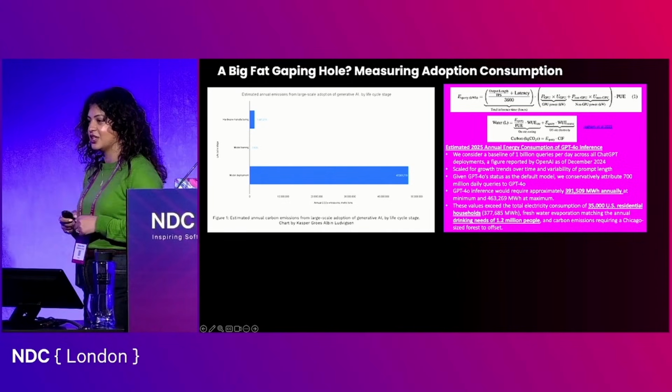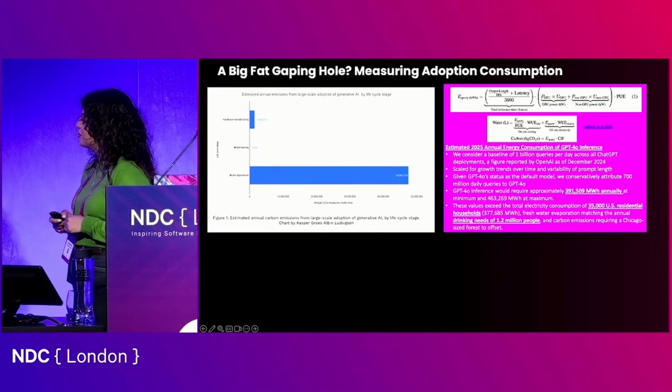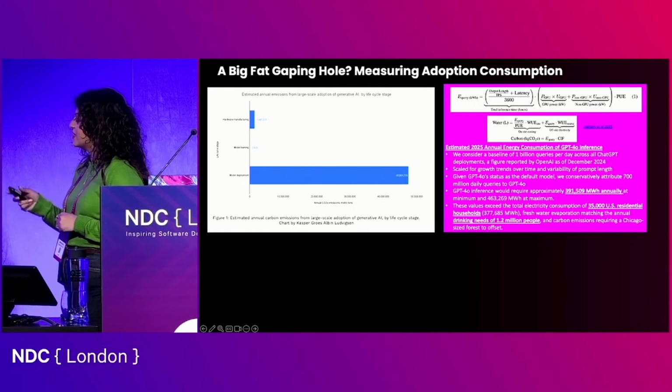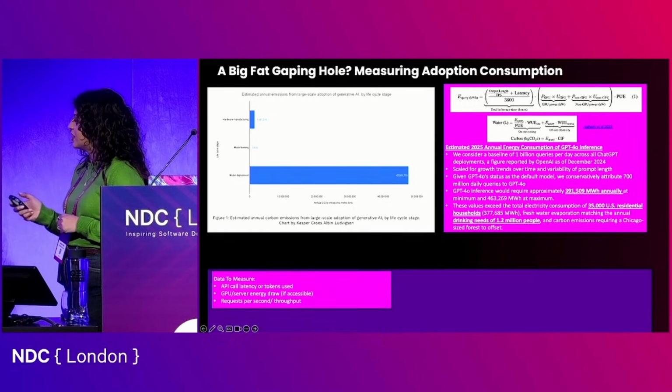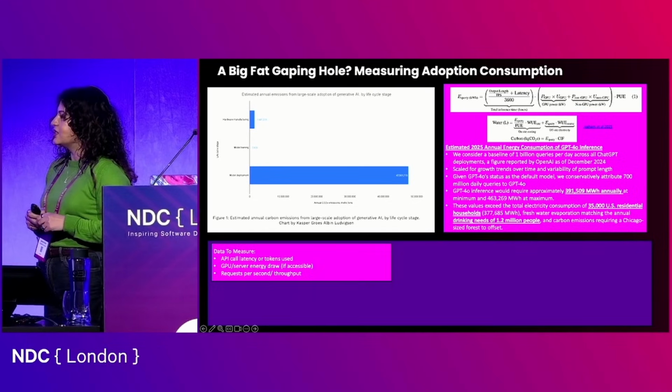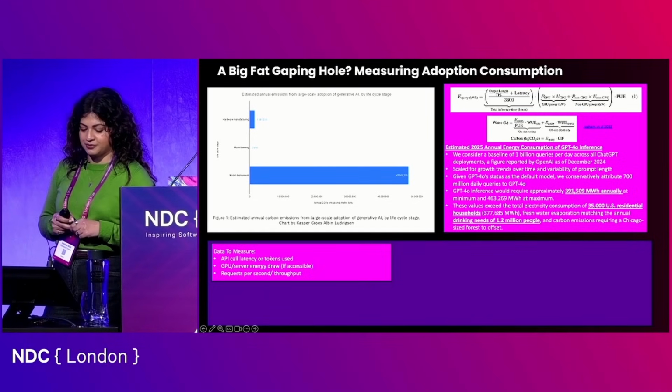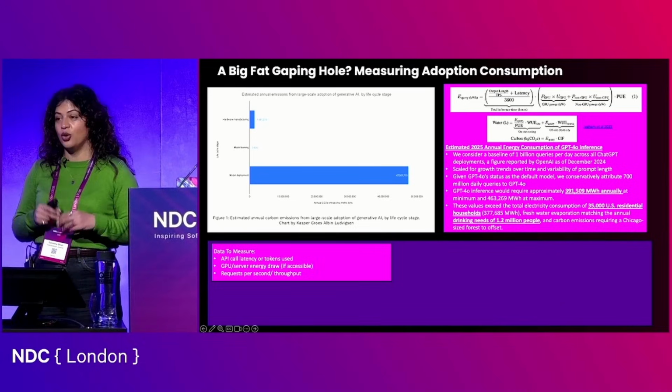Given that drinking needs are still quite challenging for some people across the world, that one is a little bit harder to digest. So what data do we need to measure from our applications? We want to look at our API call latency or the tokens used.